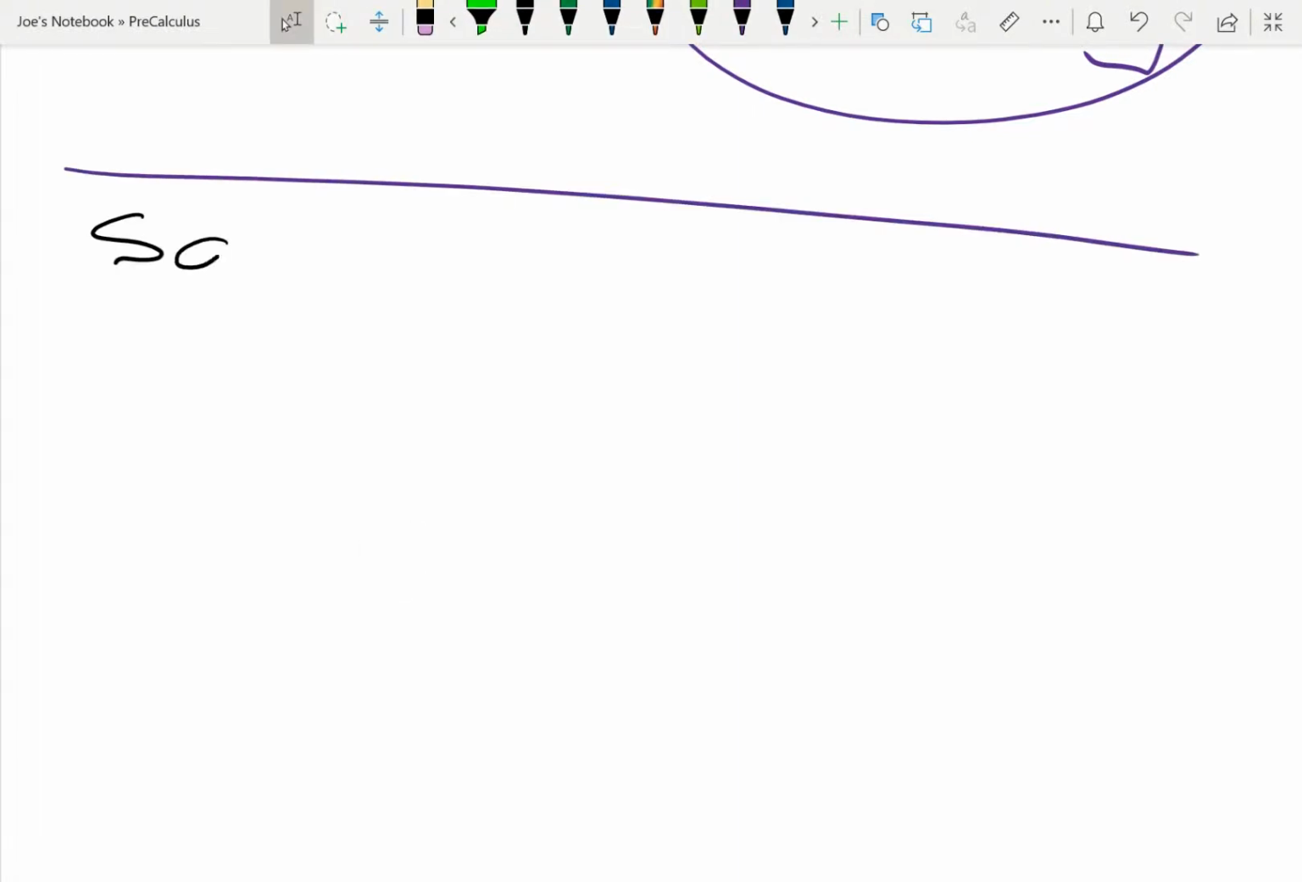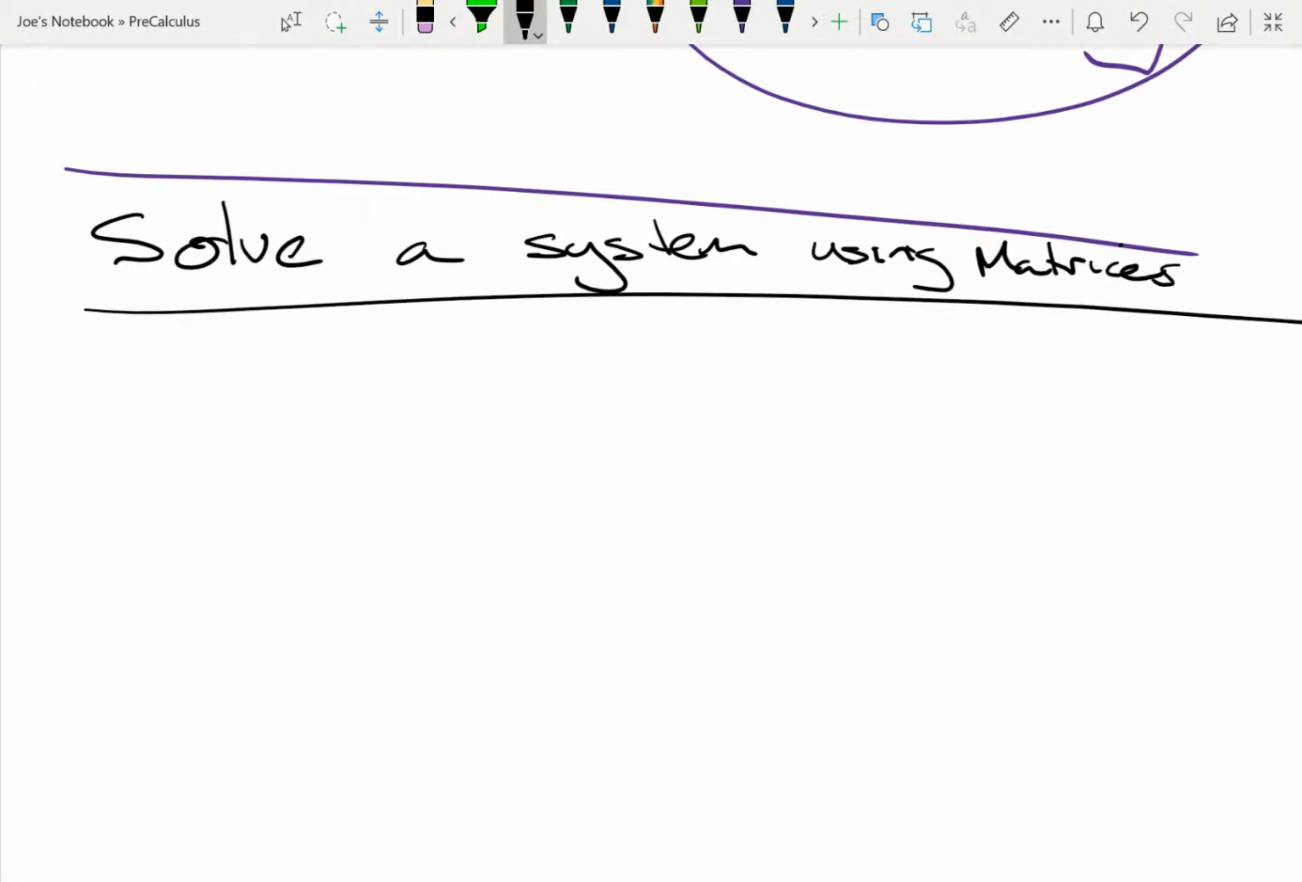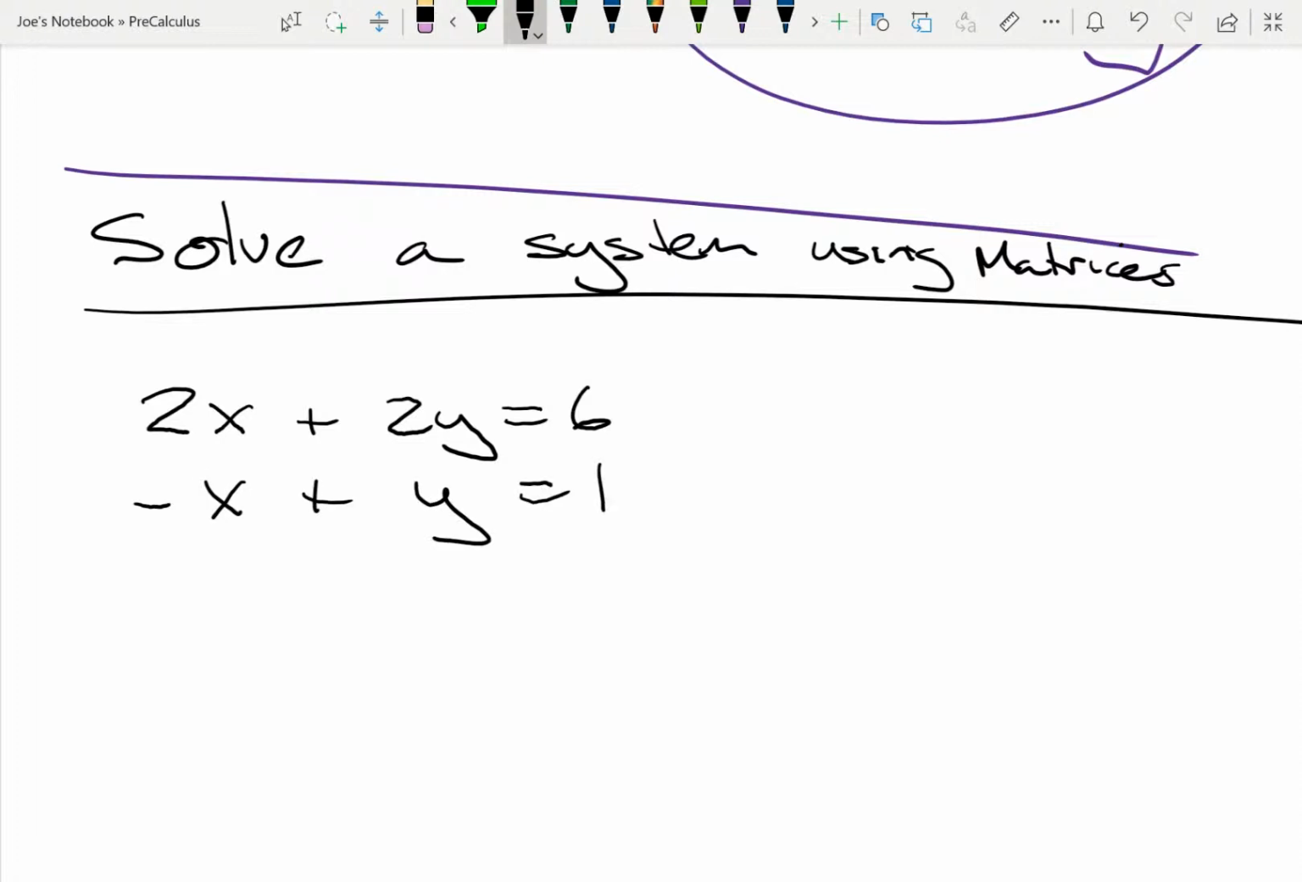So now we're going to solve a system using matrices. All right, so let's give you some numbers here. We've got 2x plus 2y is equal to 6, and -x plus y is equal to 1. So let's turn it into a matrix.